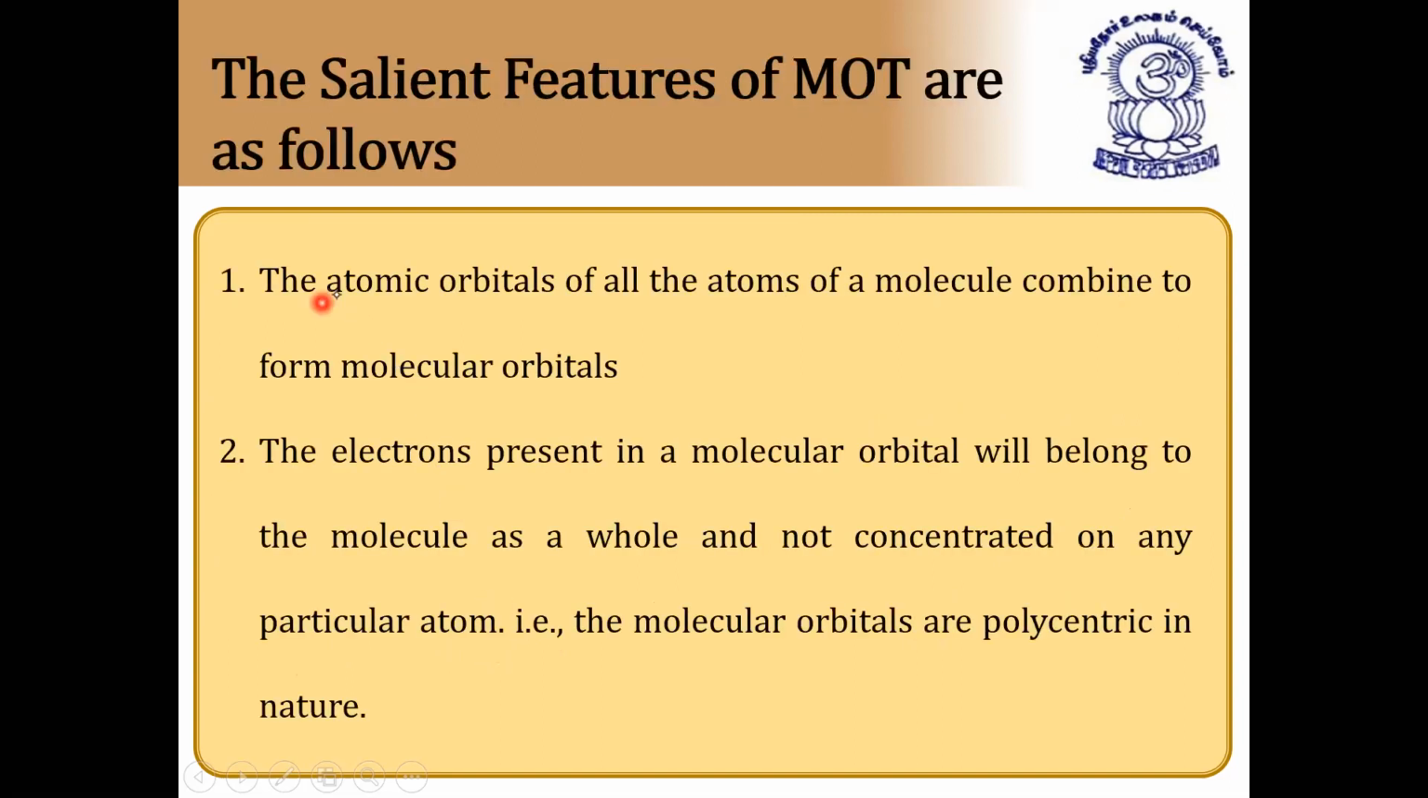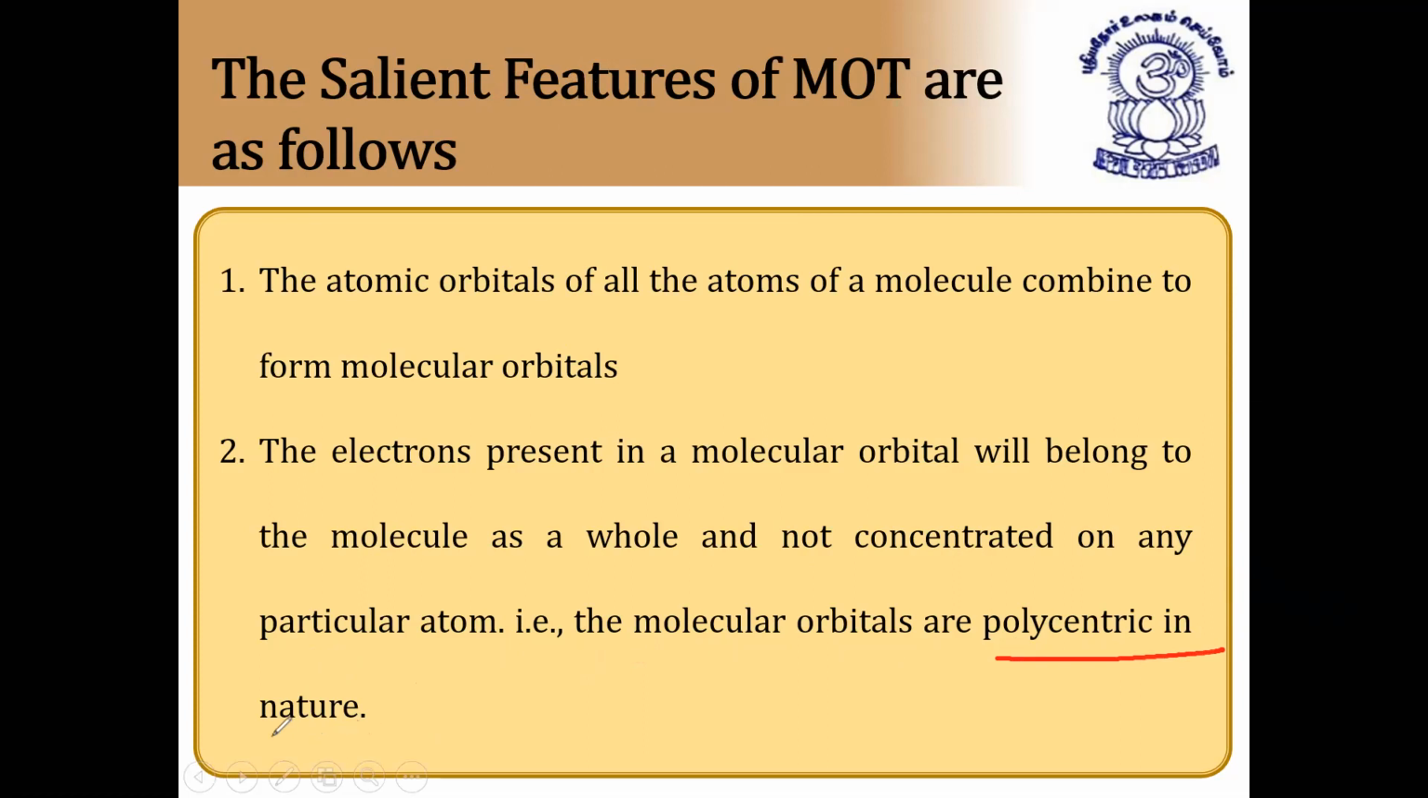The salient features of MOT are that the atomic orbitals of all the atoms of a molecule combine to form molecular orbitals. The electrons present in a molecular orbital belong to the molecule as a whole and are not concentrated on any particular atom. That is, molecular orbitals are polycentric in nature. Very important here: molecular orbitals are polycentric. Polycentric means they have multiple centers.